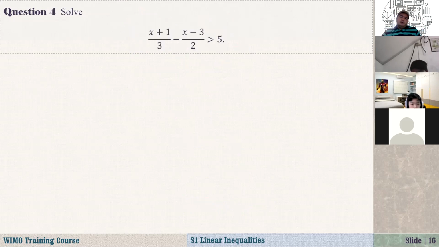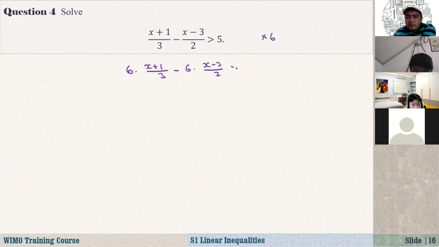Okay. Another example, solve. Okay, so it involves fractions. In the denominators, here we have 3 and here we have 2, and the least common multiple of 3 and 2 is 6. So let me multiply both sides by 6. So here we have 6 times (x plus 1) over 3 minus 6 times (x minus 3) over 2 greater than 6 times 5. 6 times 1 over 3 is equal to 2.